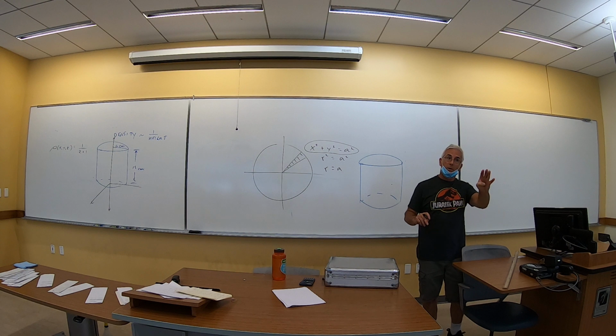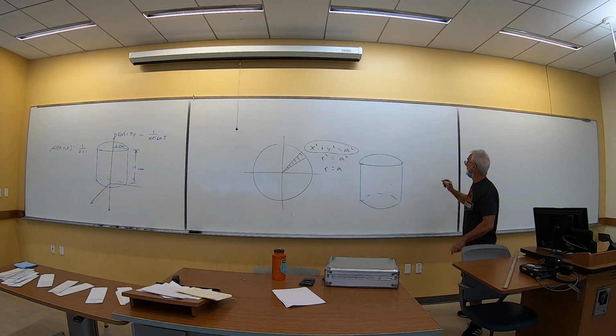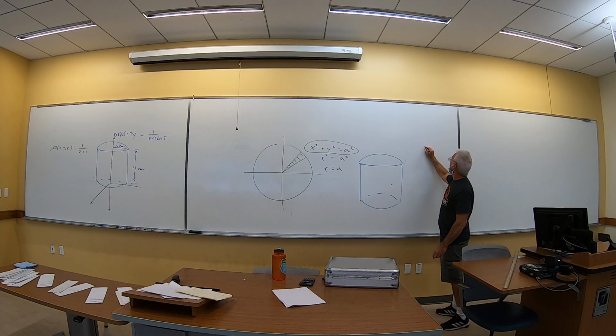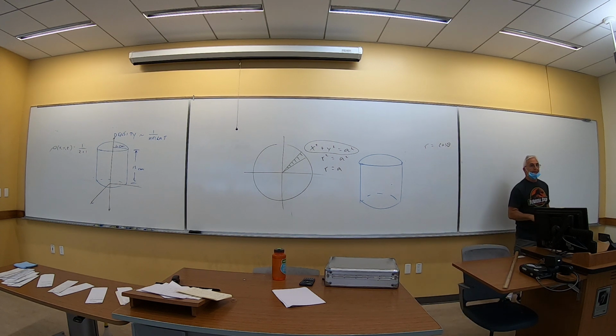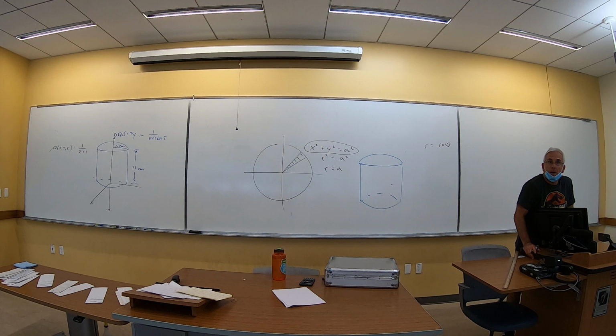But I want to give you an alternate view of something. What if I said I've got r equals, let's keep it simple, r equals cos theta? Less friendly, but still not terribly complicated. I can't convert the cosine theta into xy. That won't work.